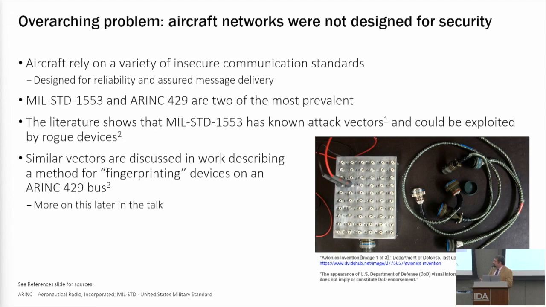There are similar vectors that you could use on an ARINC 429 bus. I'll talk about why ARINC 429 isn't quite so prevalent in the literature. 1553 is sort of the big shiny object. But again, these are all connected to very important systems on the aircraft, flight control systems, flight critical systems, and they have no authentication and no encryption. And again, with 1553, you can plug right in.